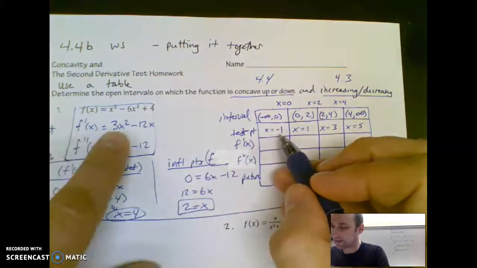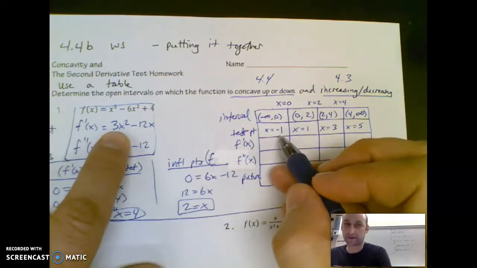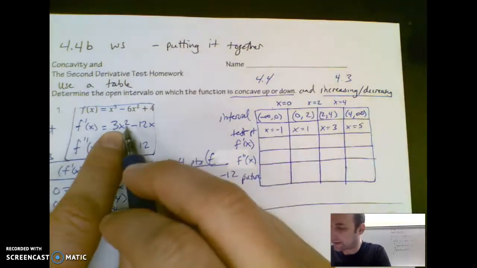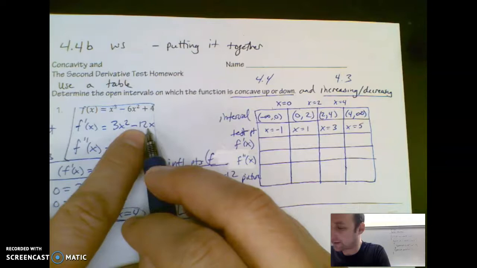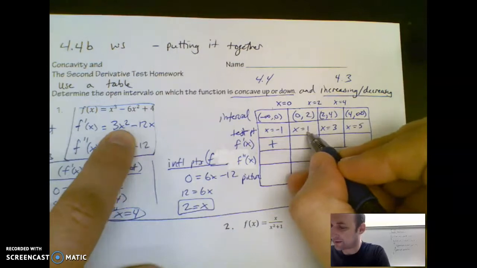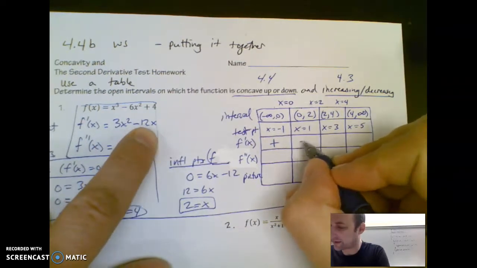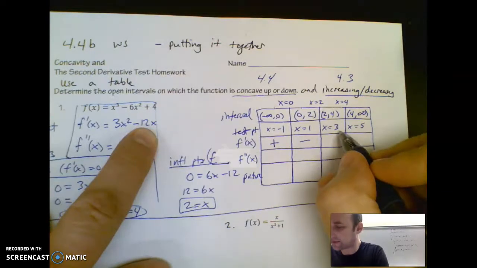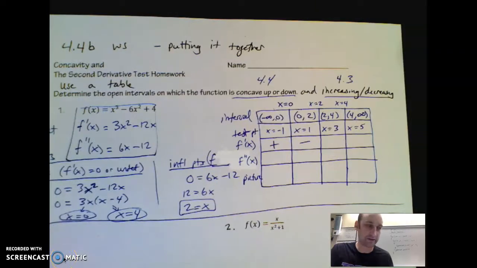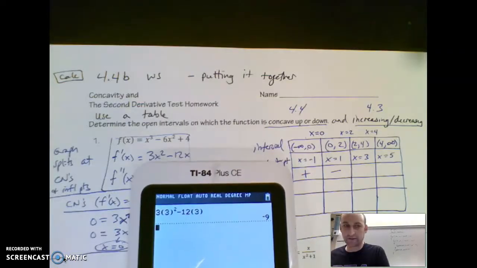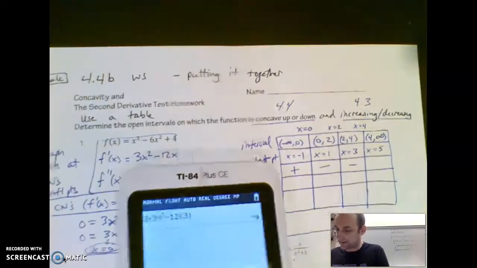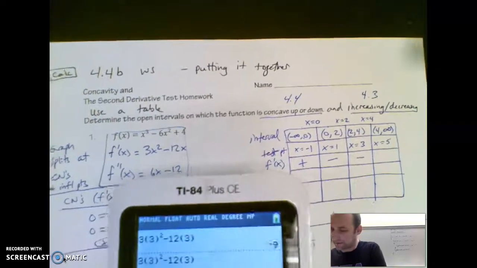If I plug a -1 into my first derivative, I just need to figure out if it's positive or negative. I don't care what number it is. I'm going to put a -1 in there, and I'll get +3 and +12, so I get a positive answer. If I put a regular 1 in here, I get 3 minus 12, which is a negative answer. If I put a regular 3 in, I'm going to have to get a calculator and do these real quick. So if I put a 3 into the derivative, remember you're doing the first derivative, I get a -9, so it's negative.